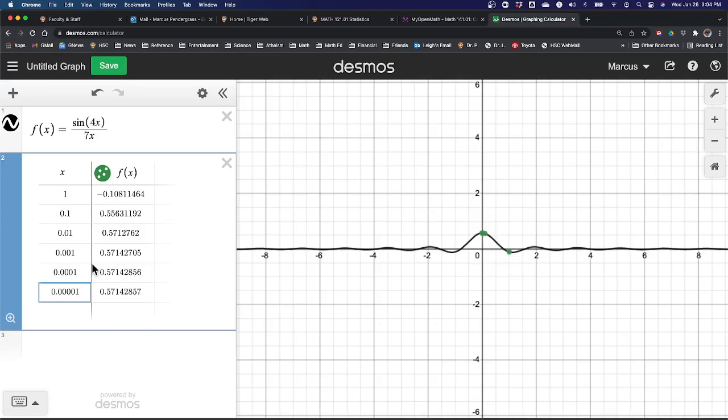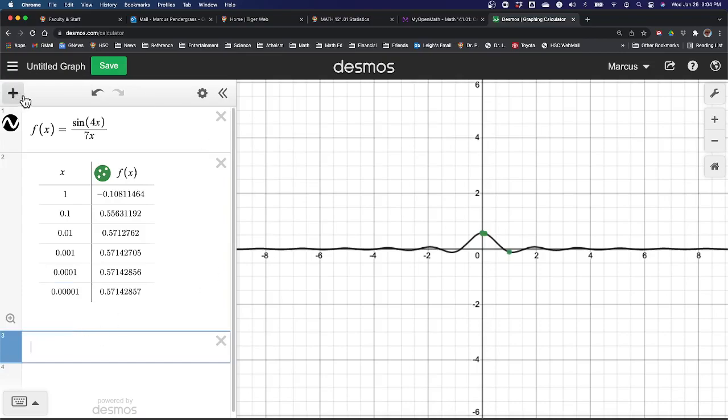For the limit to exist, we need to look at the values approaching 0 from the left as well and make sure we get the same behavior. So I'm going to need another table for that. I'm going to just add it in a new little line here. So I'll add a table. Again, I want x values in column 1, and I want f of x values in column 2. And now I want to approach 0 from the left.